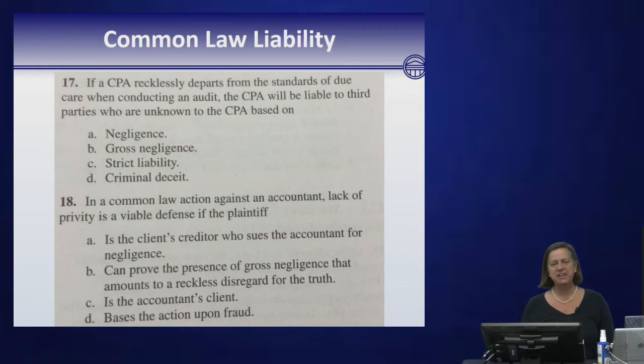Two questions. You can look at these in your book and read over the answers. Number 17: if a CPA recklessly departs from the standards of due care when conducting an audit, the CPA will be liable to third parties who are unknown to the CPA based on gross negligence, if there's gross negligence or fraud, so that's B. And then 18: in a common law action against an accountant, lack of privity is a viable defense if the plaintiff, A, is the client's creditor who sues the accountant for negligence. B, can prove the presence of gross negligence that amounts to reckless disregard for the truth. C, is the accountant's client. Or D, bases the action on fraud. So lack of privity is a viable defense if the plaintiff is the client's creditor who sues the accountant for negligence.